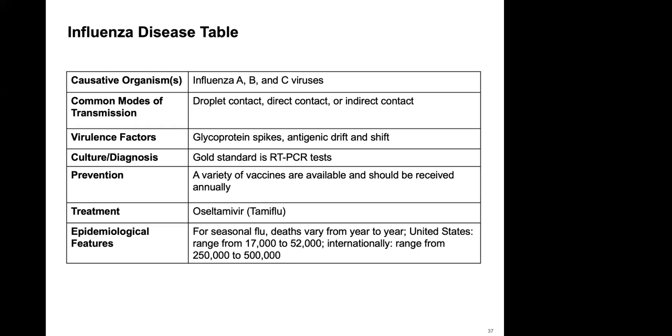And here's the flu data table. Just to let you know, in the US, we typically see about 17 to 52,000 deaths per year from the flu. And that's mainly in, again, the very young and the very old, especially the very old elderly population.